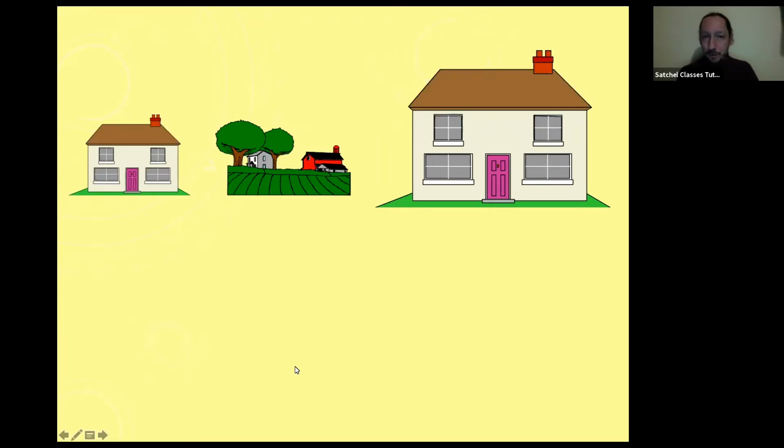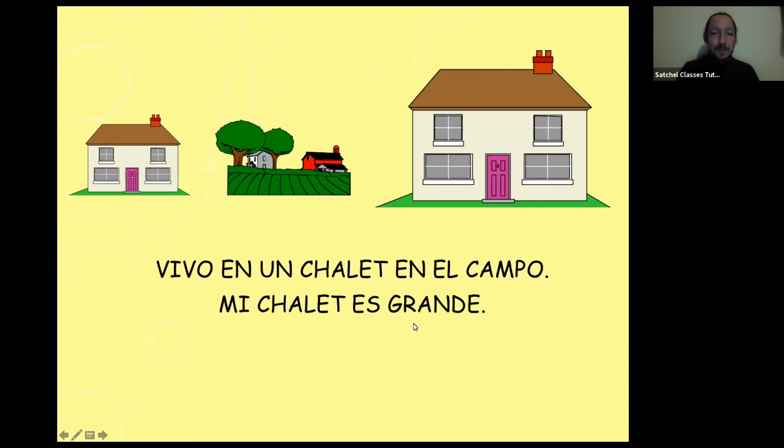Right, I hope you've done really well. So let me show you how we say this in Spanish. Vivo en un chalet en el campo. Mi chalet es grande. It's a very simple sentence and it has a lot of wording in it. And that's what you want to have when you're writing or when you're describing your house in your speaking exam.